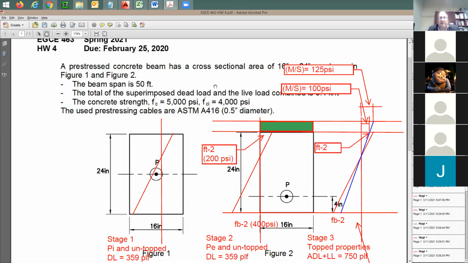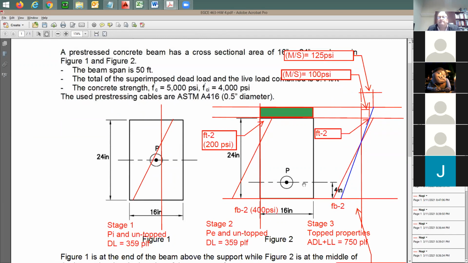Now I need to look at the final stresses. The final stresses are going to be the addition of this blue distribution to the red distribution from stage number 2. So all the way at the top, I need to find out the value, right? Are you guys with me? Any questions?